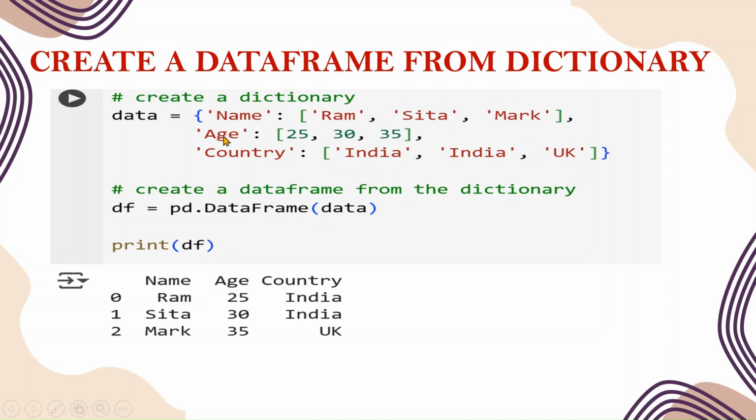If you can see here, these keys are acting as column names: name, age and country. All three keys are acting as column names. And you can see the lists of values. Ram, Sita and Mark are under name. 25, 30 and 35 are the ages. India, India and UK are the countries. But I have not specified any index explicitly, so you get 0, 1, 2 as the row index. These keys, whatever you are observing here, become the column names.